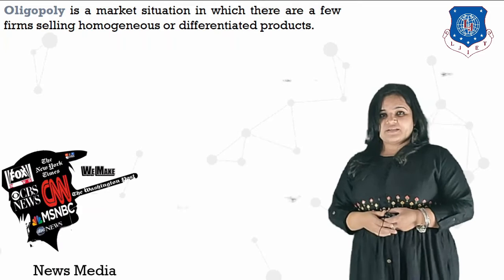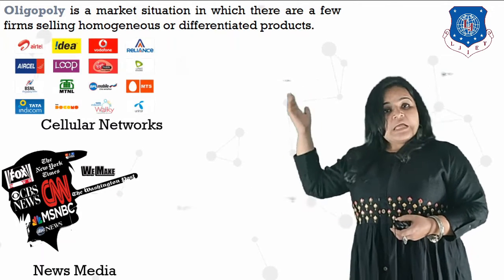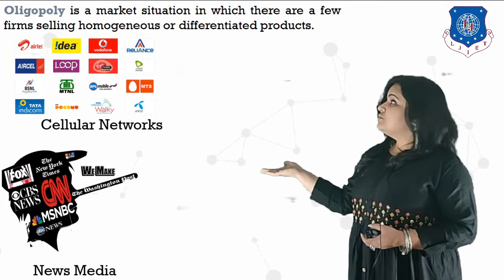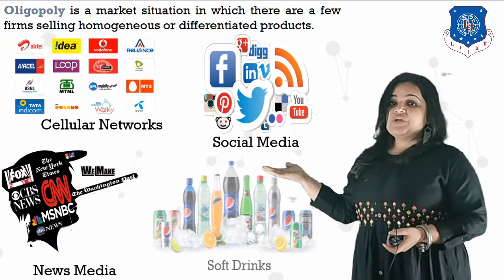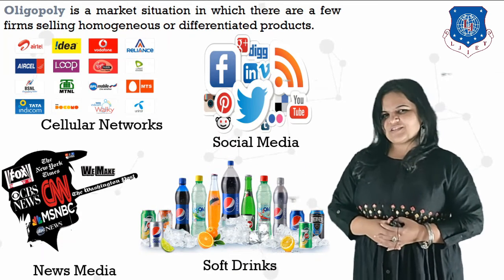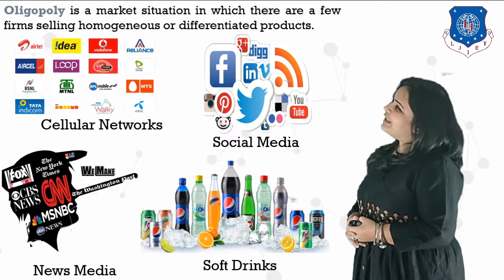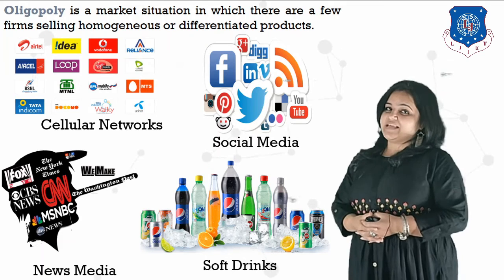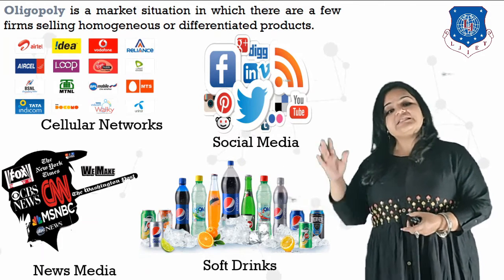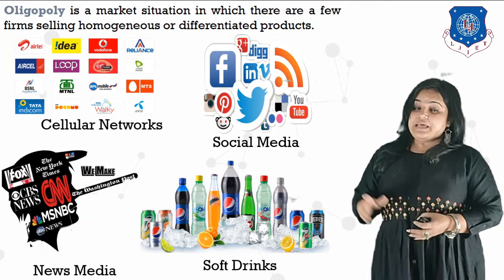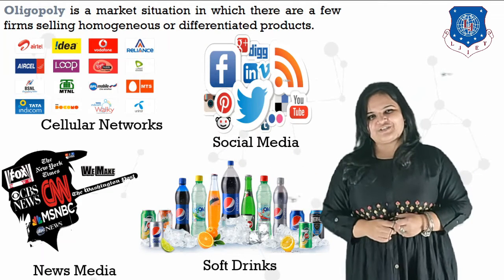Examples of products in oligopoly are the media channels, news channels, the cellular networks, Vodafone, Airtel, etc. Your favorite social media, your favorite soft drinks, cold drinks, or even hard drinks for that matter. All these are an oligopoly. We have a few sellers or few producers who are producing and selling such types of products. Here there are few sellers but buyers are in large number.